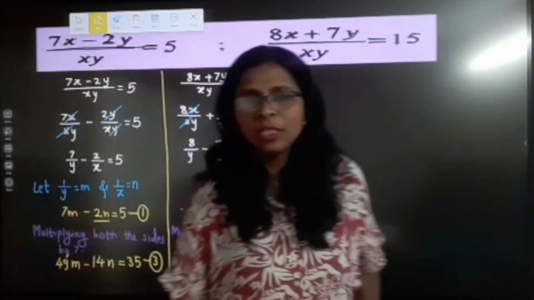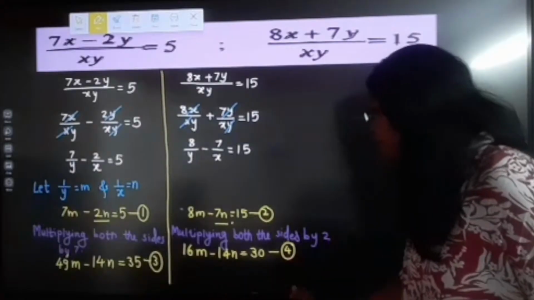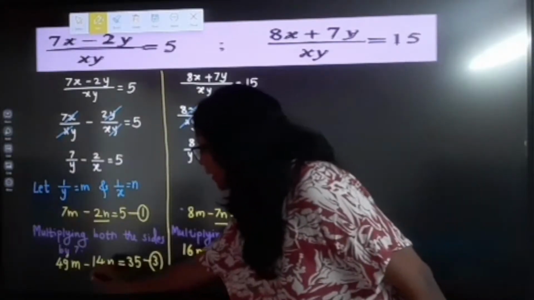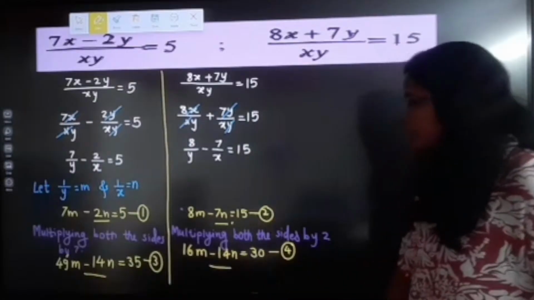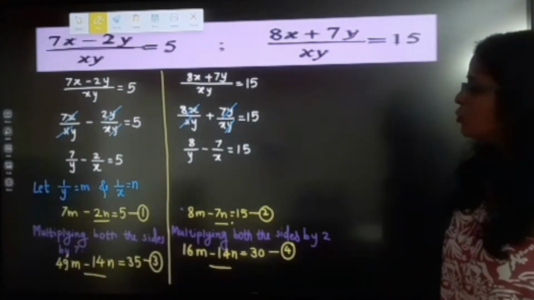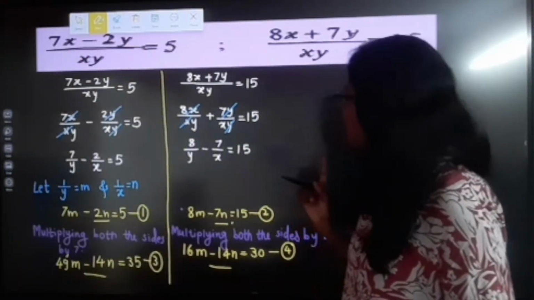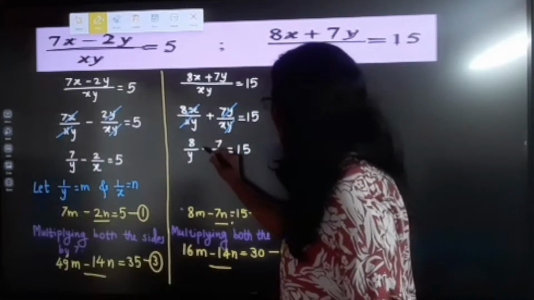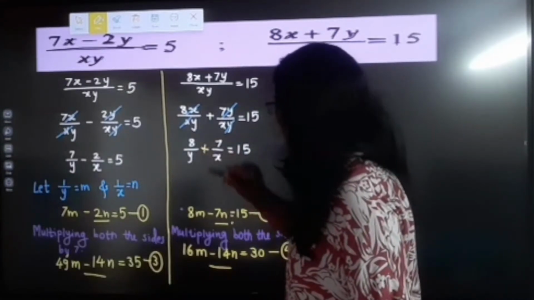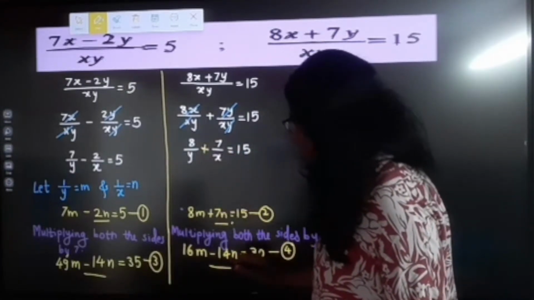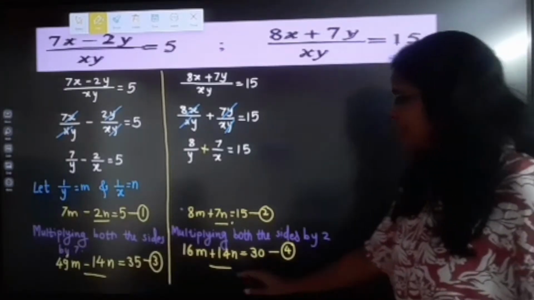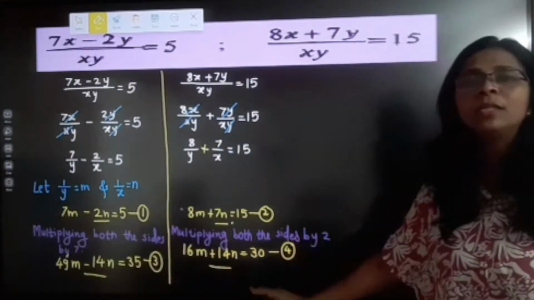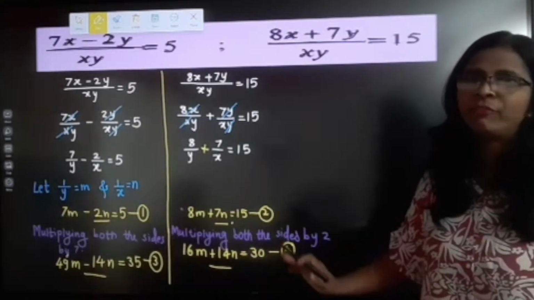Now we observe these equations, students, third and fourth. Now here is a minus 14n and here plus 14n. Okay students, there is some mistake. Yes, students, here plus sign, here also plus sign. Okay. So now these are the two equations in a very simplified form.